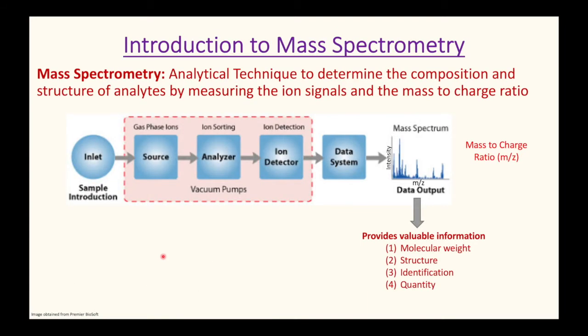I would like to first define what mass spectrometry is. It is a powerful technique that determines the composition and the structure of the analyte. It does this by measuring the ion signal and the mass-to-charge ratio. The mass-to-charge ratio is essentially the molecular formula of the ion peak with respect to the charge. Now, there are four processes that make up the function of a mass spectrometer: ionization, separation, filtering of the ions, essentially is what that's referring to, detection, and the data acquisition.